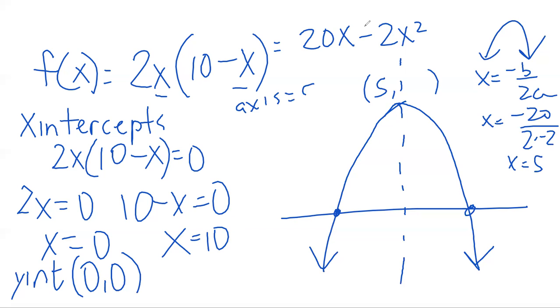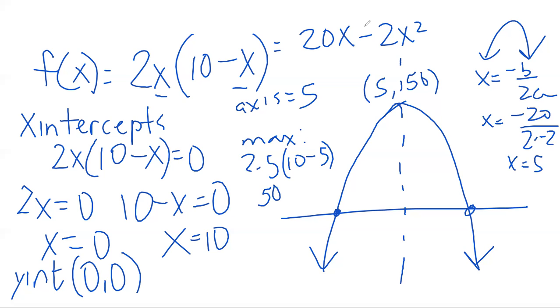The maximum value, which is also known as the vertex, is 2 times 5 times 10 minus 5, which is 2 times 5 times 5, which is 50. So that would be the maximum value of this graph.